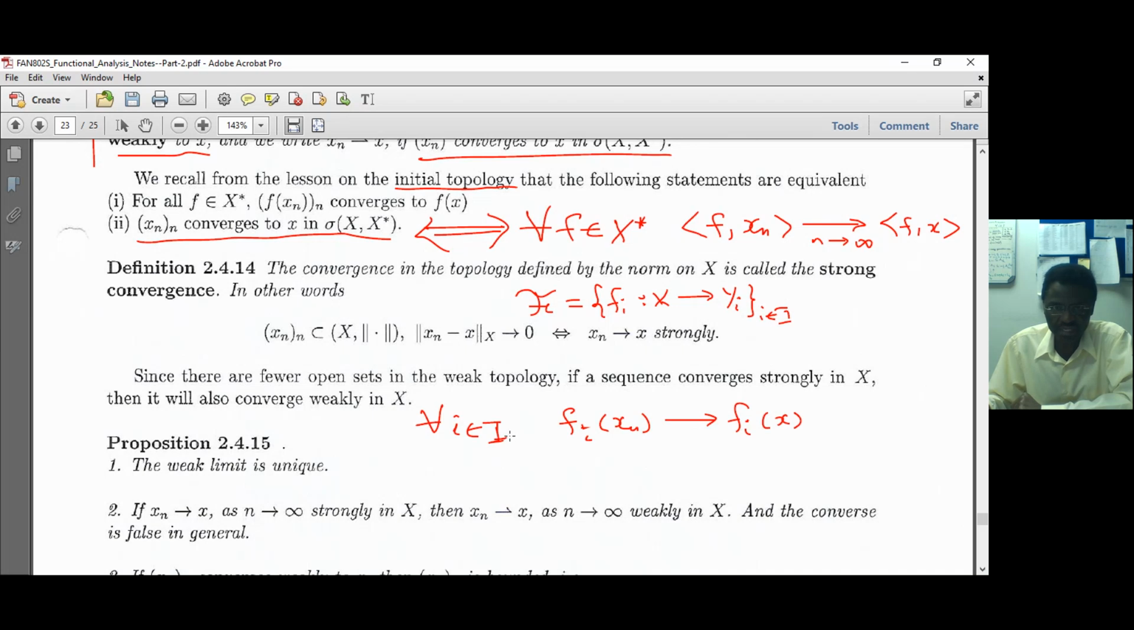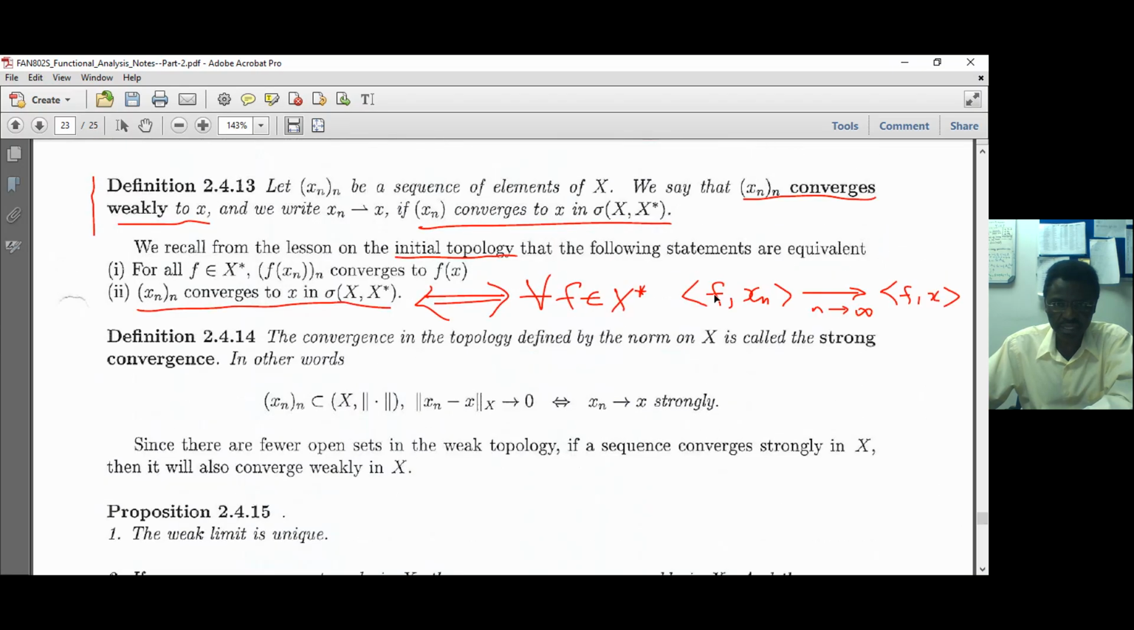So this is how we are supposed to write it in the initial topology for any I. For any I in capital I is equivalent to for any F in capital F. We have this with the duality bracket, and here we have exactly the same. So this is for the initial topology, and this is for the weak topology. So that's convergence. Okay, so I can erase this. Less messy. Okay, I can leave this one.